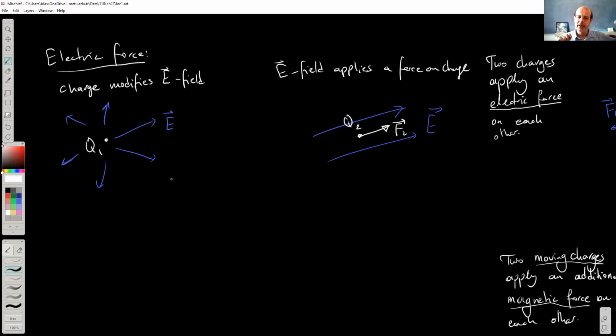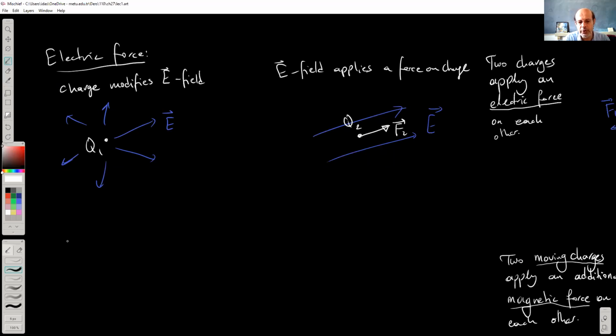Let's remember this. We say that the two charges do not directly apply a force on each other. That's not the case. There's an indirect force. Essentially, all the charges are interacting with this electric field, that electric field that somehow fills all of the space. So there are these two aspects of this interaction. One is how a given charge produces an electric field, and the second one is how an electric field applies a force on charge.